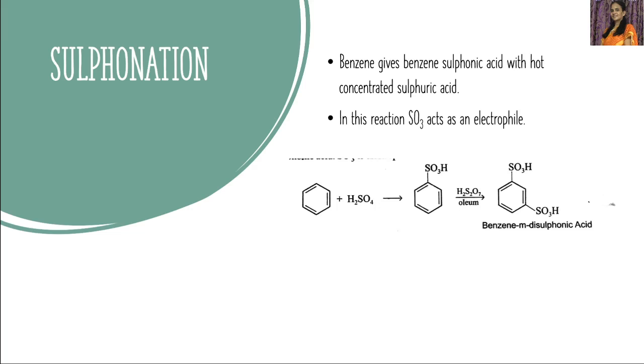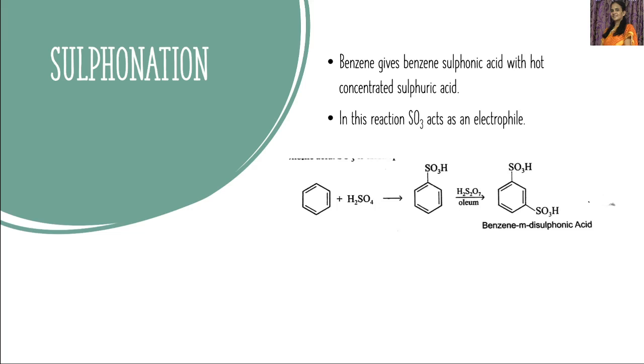So what is sulfonation? Sulfonation is the process in which a sulfonic acid group is introduced into the benzene ring. Sulfonic acid group is nothing but SO3H group. This is introduced into the benzene ring. So this happens with concentrated sulfuric acid. With concentrated sulfuric acid, benzene gives benzene sulfonic acid.